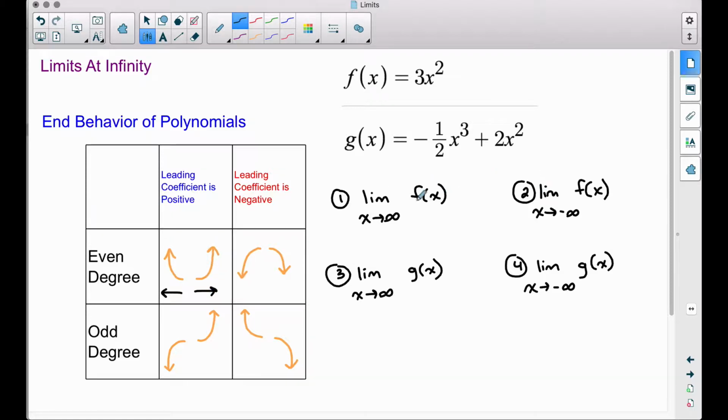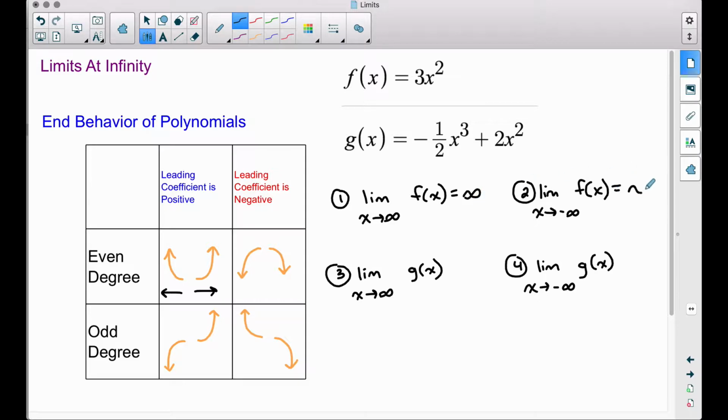So looking at these two examples here, without even looking at a graph, we have limit as x approaches infinity of f of x, and that's the one we were just talking about. Even degree, positive leading coefficient. As x gets big, the limit's going to get big. The y value is going to shoot off to positive infinity. Sure, technically the limit doesn't exist, but it's still good to talk about what the y value is doing. The y value is shooting off to positive infinity.